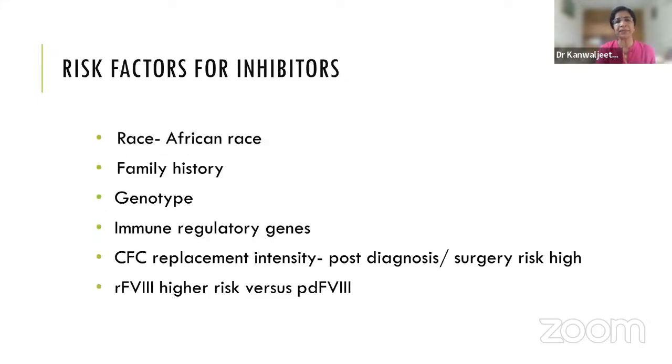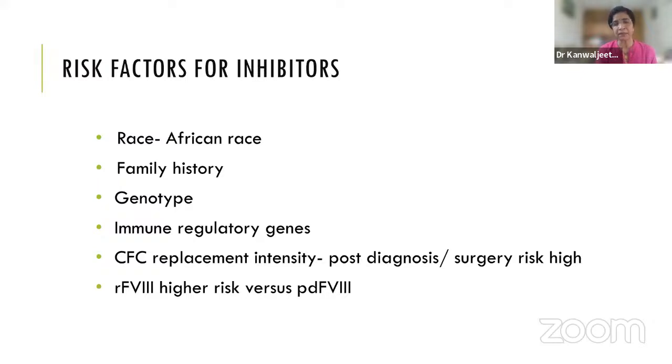The risk factors for inhibitors include race, family history, genotype, and genetic makeup. It is also important to note that the intensity of the factor replacement is an important contributor to inhibitor formation. When the patient has come to us post-bleeding, at first diagnosis, we are intensely treating the patient. That is the time when the patient is at risk of inhibitor formation and should be frequently tested. Also, when the patient is planned for surgery, I'll come to that, the patient is again receiving a lot of factor and is at high risk of inhibitor formation.